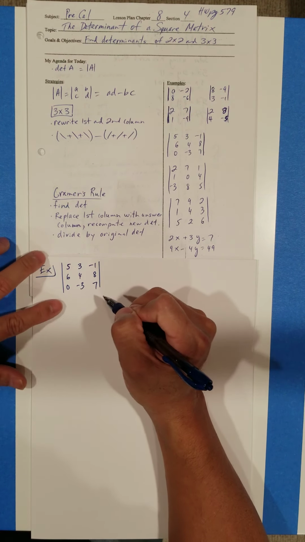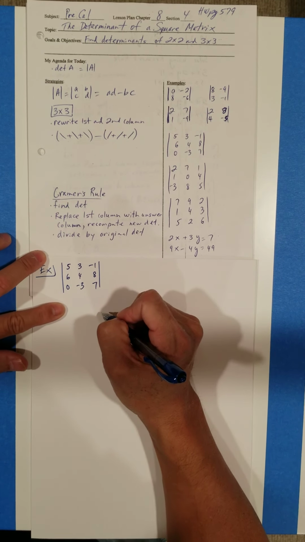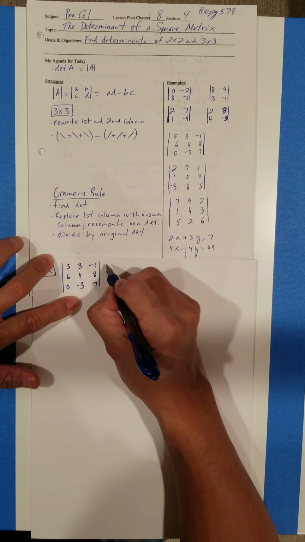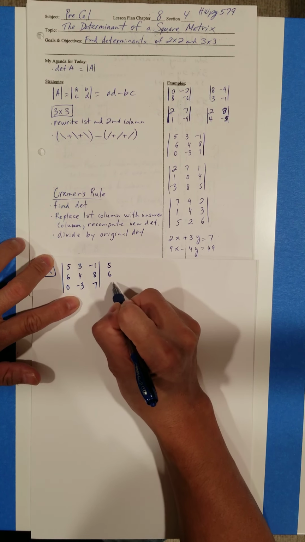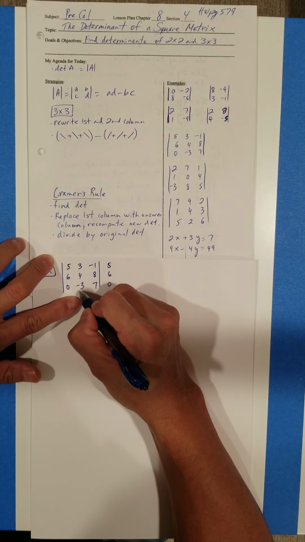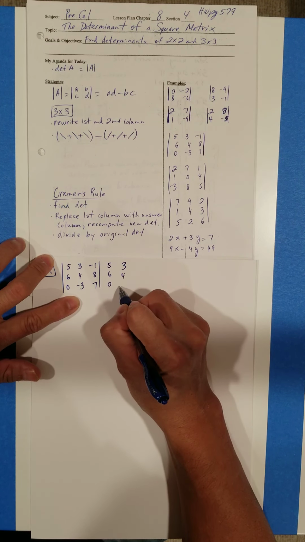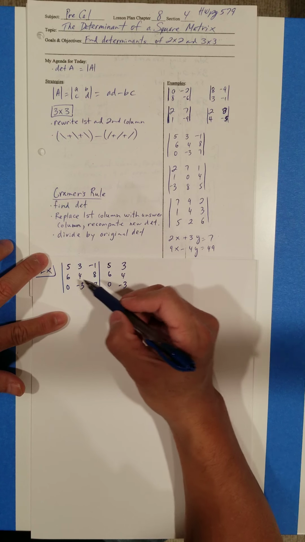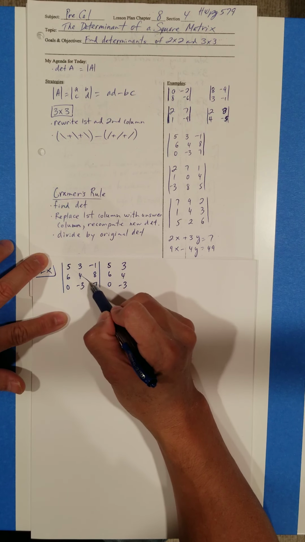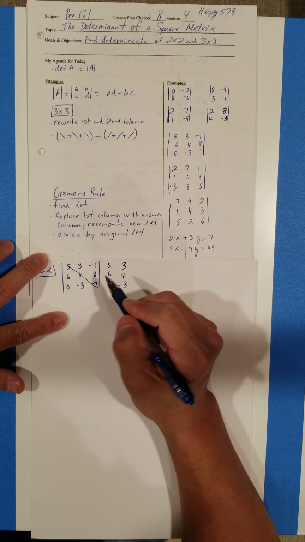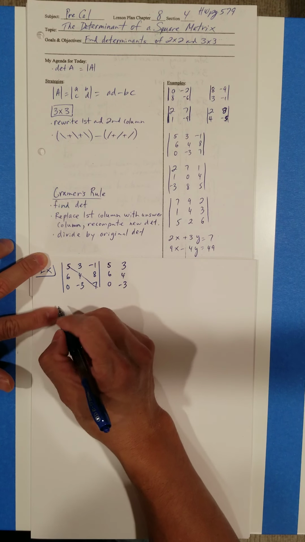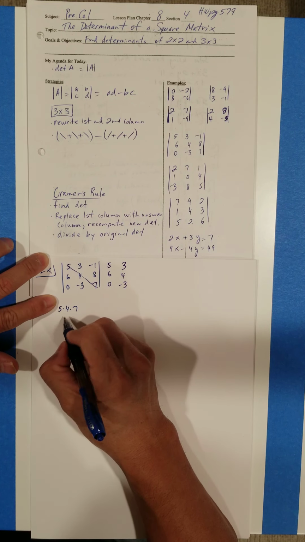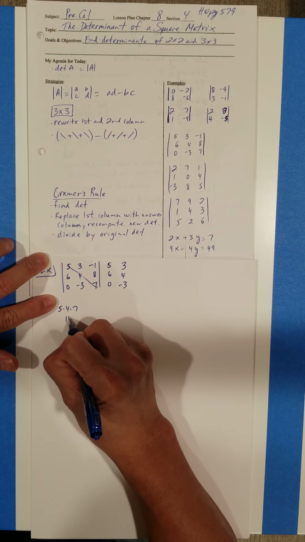So here's my original 3 by 3, right? The rule says rewrite the first and second column. In other words, just copy the first column over. First column is 5, 6, 0. Second column is 3, 4, negative 3. Now go down right. Take your pencil, go down to the right like this. See those 3 numbers my down right touches? It's going to be 5 times 4 times 7. That's going to be 140.